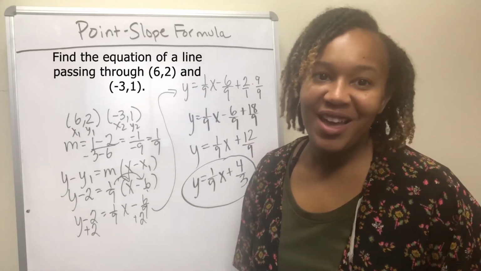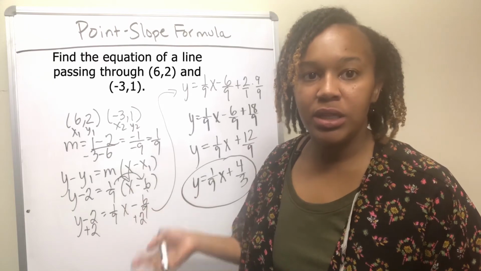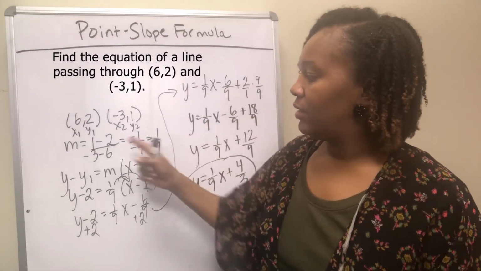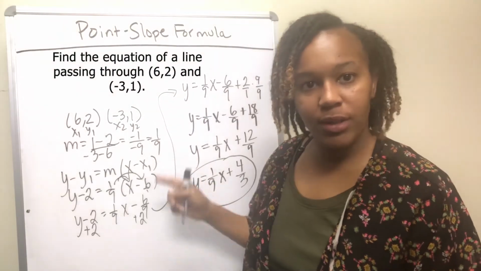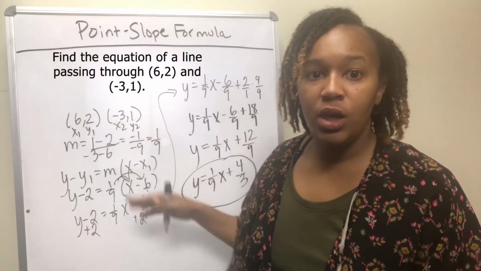Hopefully that's what you got. If not, go back and check your steps and see if you have any errors. See if you can catch the errors. So go back and make sure you find the slope first, and then you use the slope in one of the points. So even if you use this point, you still should have got the same equation in the end.